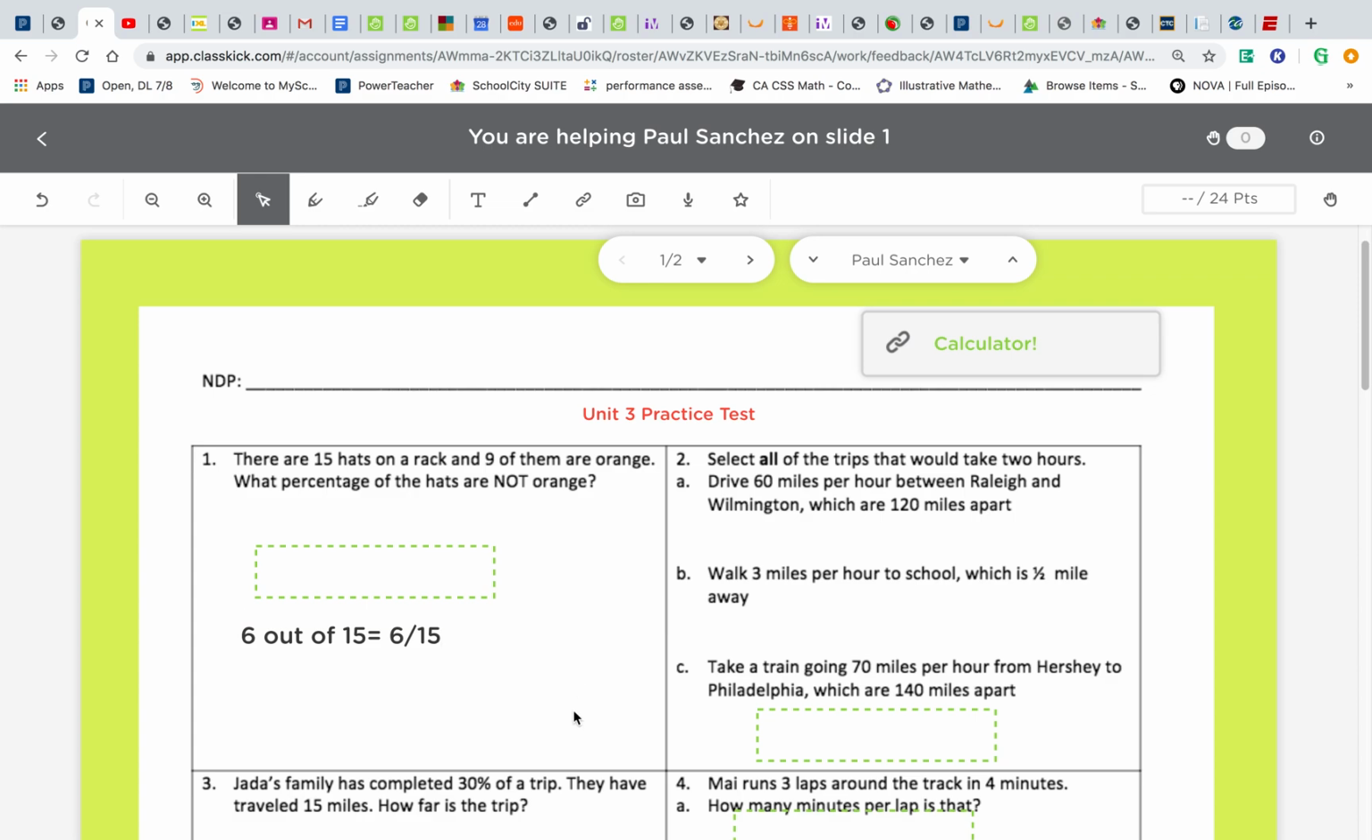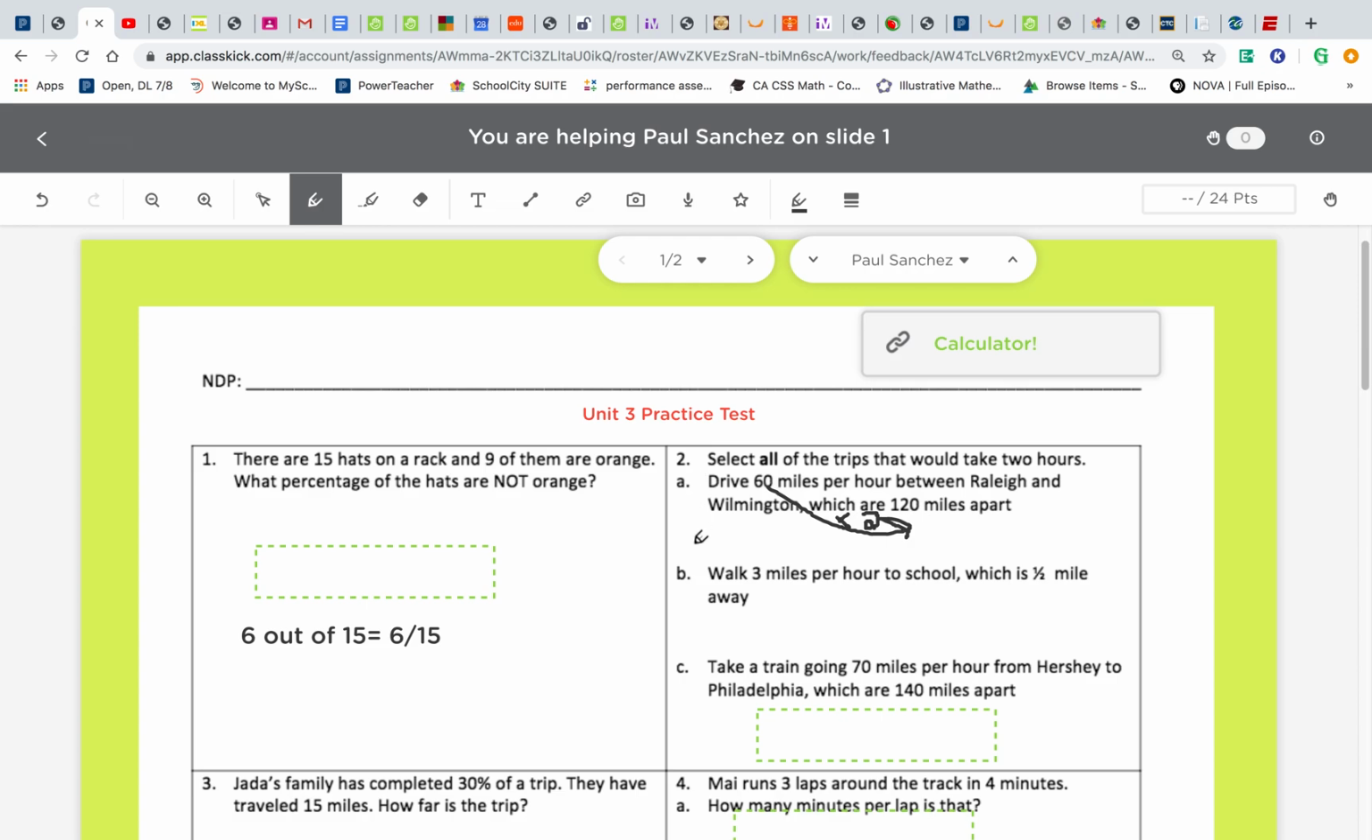Okay, number 2, it says to select all the trips that would take 2 hours. So what you need to do is look at the 3 possible trips here and see if they would take 2 hours to complete. If you look at A, it tells us that you drive 60 miles per hour. Remember that per hour means 1 hour. So you can go 60 miles in 1 hour. And it says between Raleigh and Wilmington, it's 120 miles apart. So you have to figure out how many 60s fit into 120. Well, we know that if we multiply 60 times 2, it will give us 120. So A would be one of the trips.